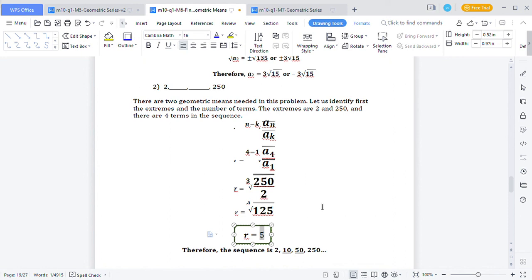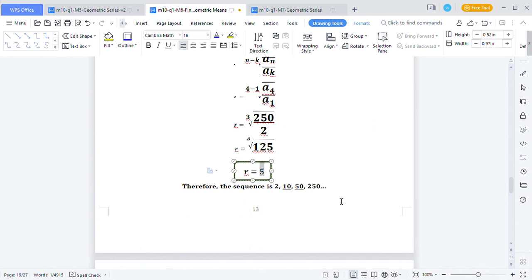And then since you already have your common ratio, we can find the second term and the third term. All you have to do is to multiply your common ratio to the first term. So 2 times 5, that is 10. 10 times 5, that is 50. And 50 times 5, that is 250. So your sequence there is 2, 10, 50, and 250. Okay. Do you have any questions, clarifications?